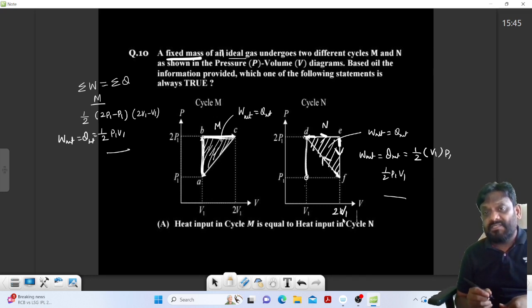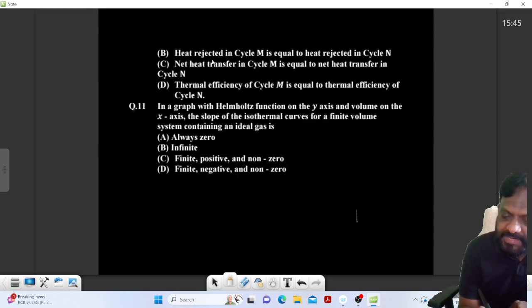ये भी check करेंगे sir. Let us check this also. तो पहले ऑप्शन को टिक करो. Heat rejected नहीं.